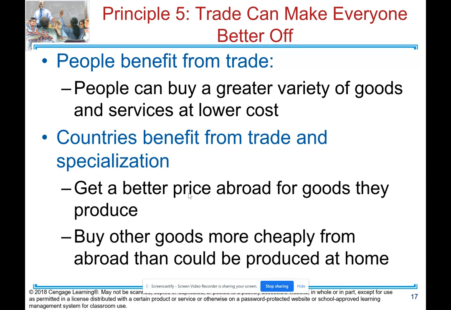Trade can make everyone better off. Principle number 5. People benefit from trade. People can buy a greater variety of goods and services at lower cost than if you produced everything you need by yourself. Countries also benefit from trade and specialization. We get better prices abroad for goods that are produced overseas, and we buy other goods more cheaply from abroad than could be produced locally. Trade is good for you and I. Trade is also good for countries.